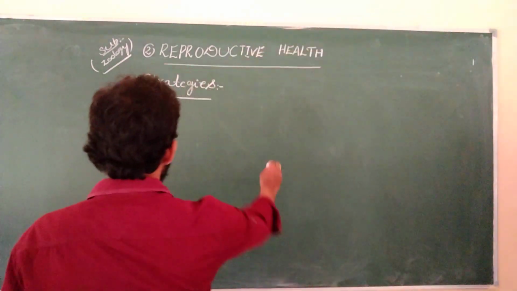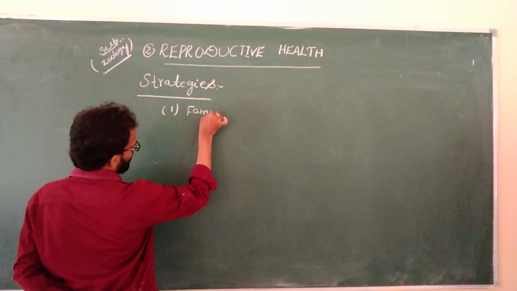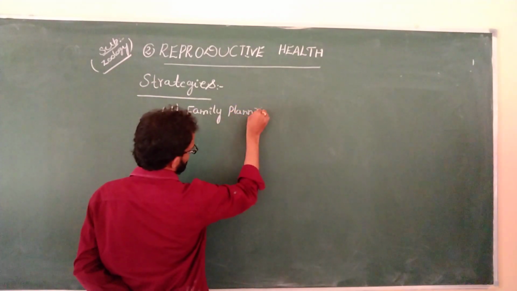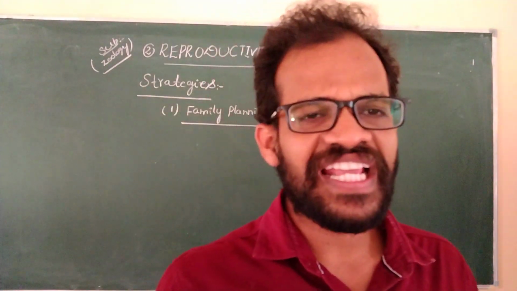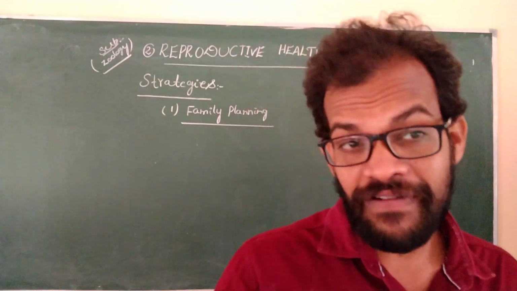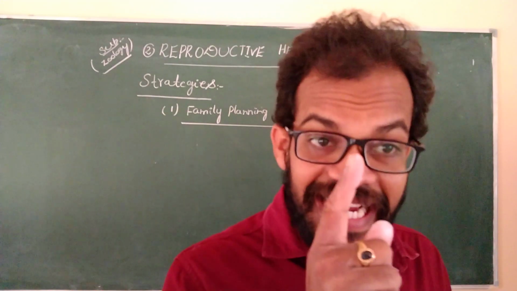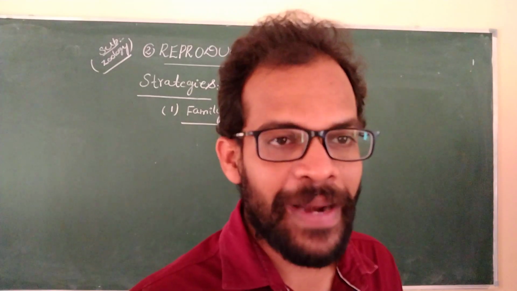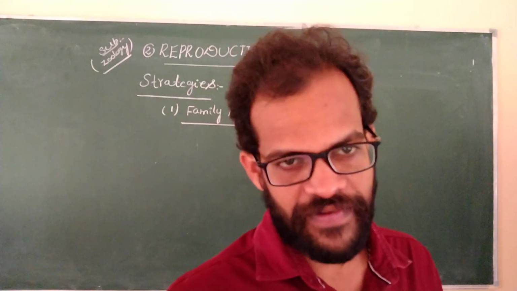The first strategy is the family planning method, to create awareness about the family planning method. This method was first introduced in a country, and that country is India. India first introduced the family planning method, to reduce the population and to create awareness about it.